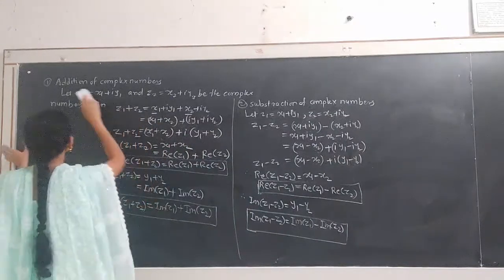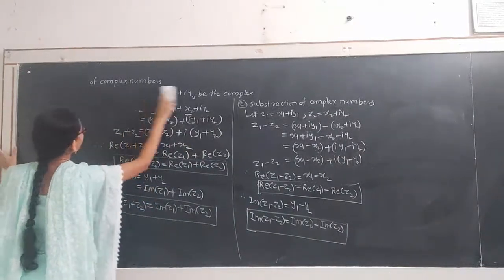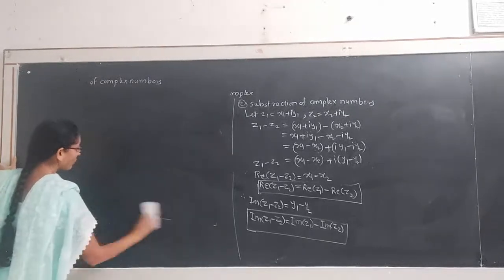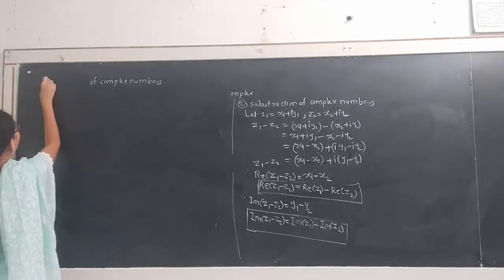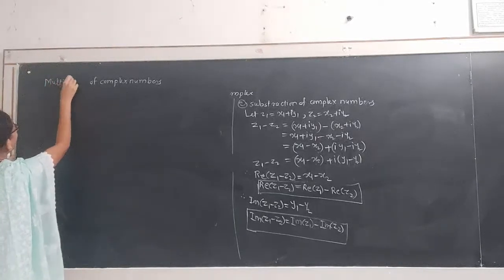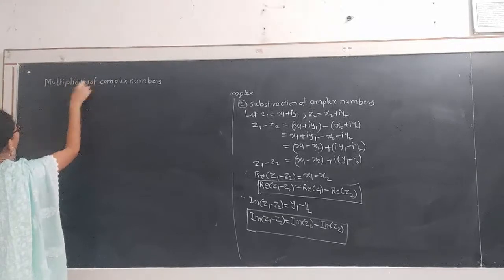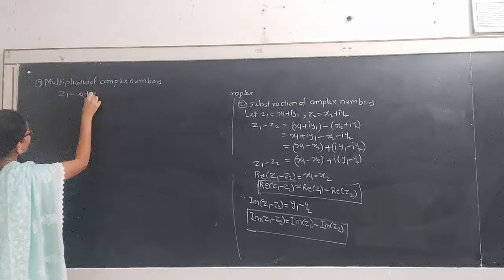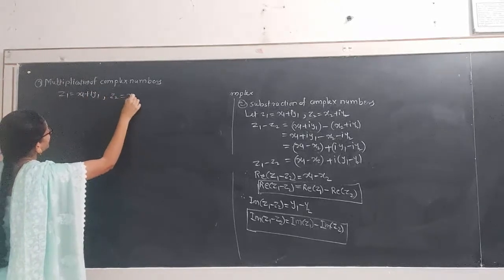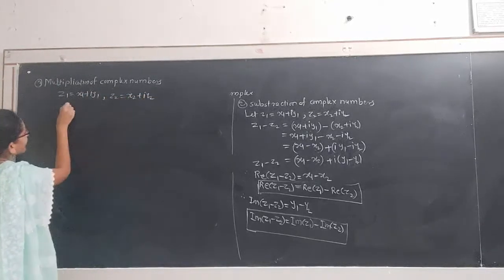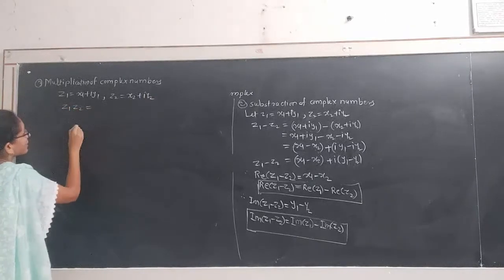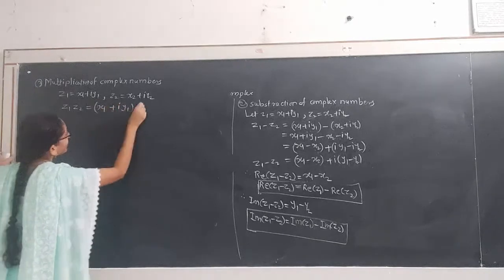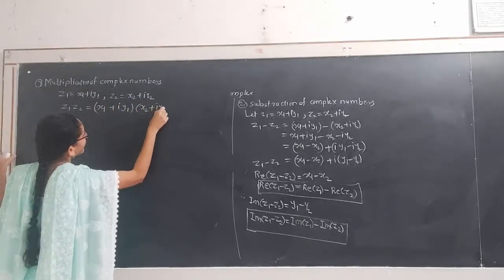We go to the third property, multiplication of complex numbers. If we are given two complex numbers, z1 is x1 plus i y1, z2 is x2 plus i y2, then we take the multiplication: z1 z2 is equal to x1 plus i y1 into x2 plus i y2.